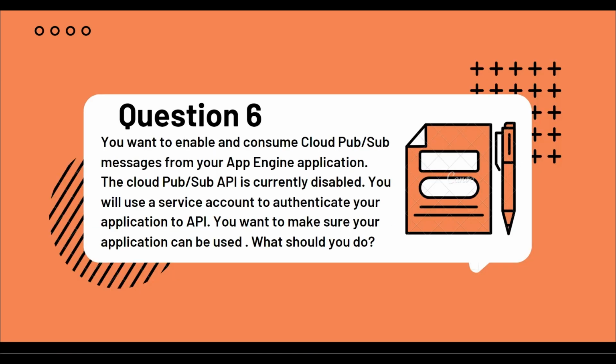Question 6. You want to enable and consume Cloud PubSub messages from your App Engine application. The Cloud PubSub API is currently disabled. You will use a service account to authenticate your application to the API. You want to make sure your application can be used. What should you do? In simple terms, you just need to enable the Cloud PubSub API, right?